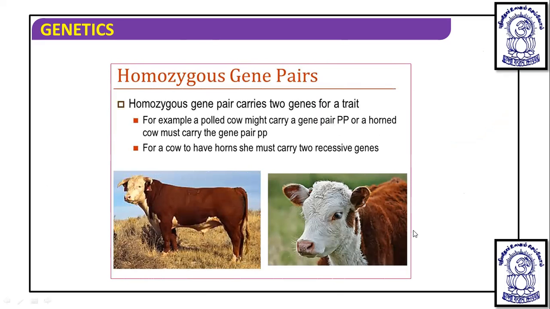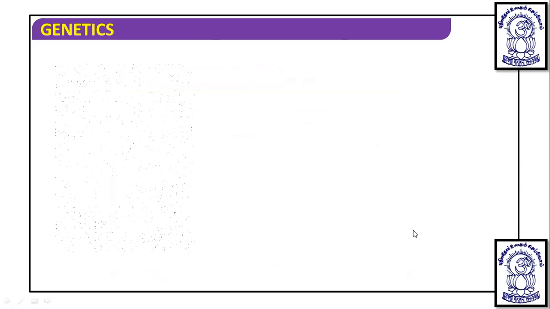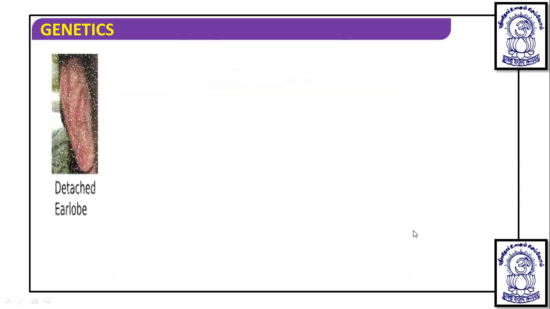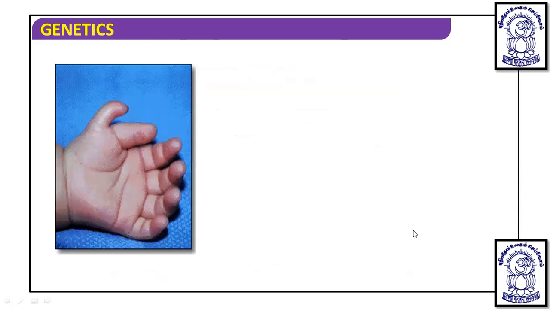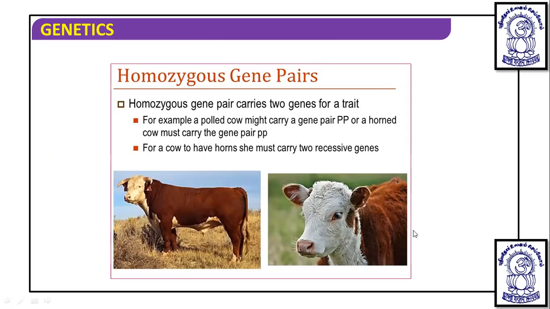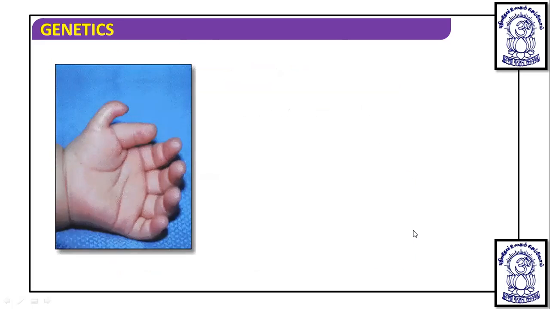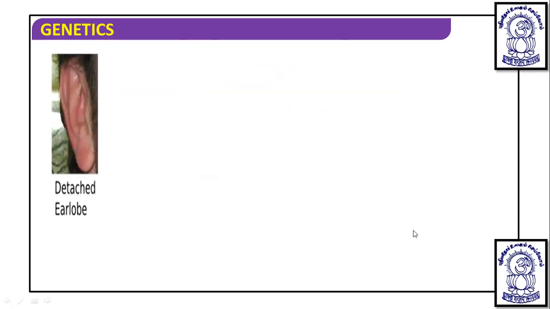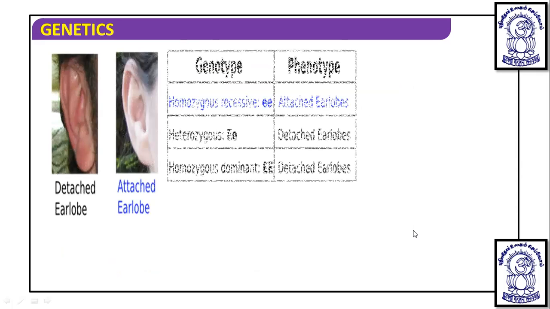For example, a polled cow might carry the gene pair capital P, while a horned cow must carry the gene small p small p. For a cow to have horns, she must carry two recessive genes. Small p is a recessive gene and capital P is a dominant gene. You can see these are some of the characters: extra finger, detached earlobe, attached earlobe. All these are genetically controlled.